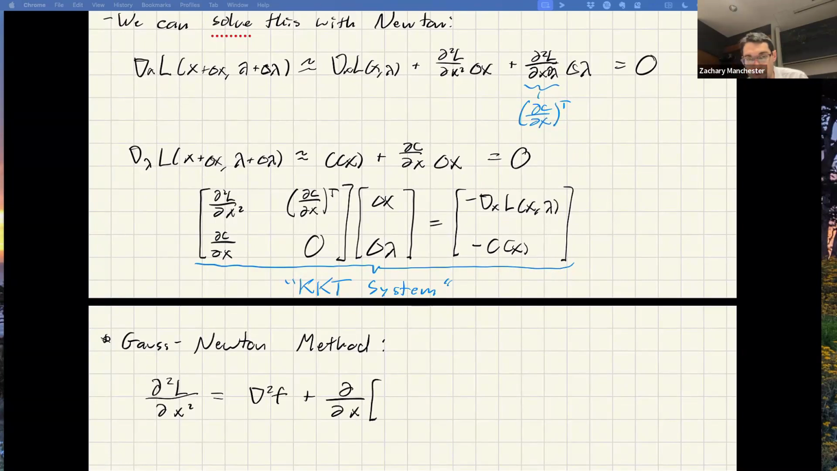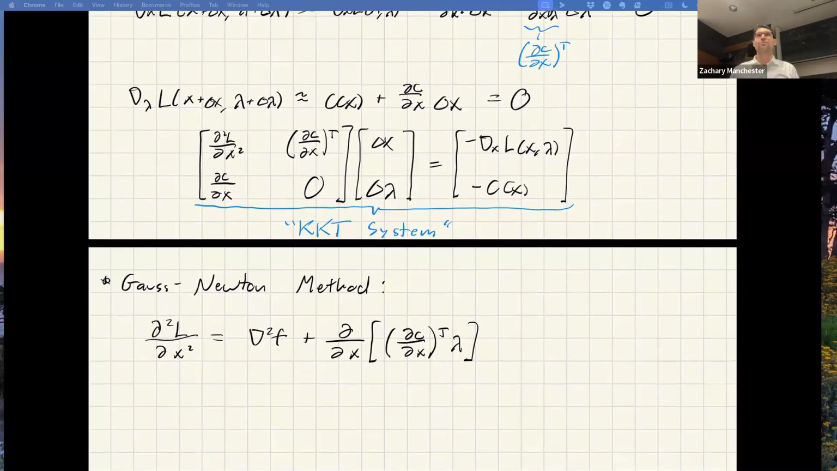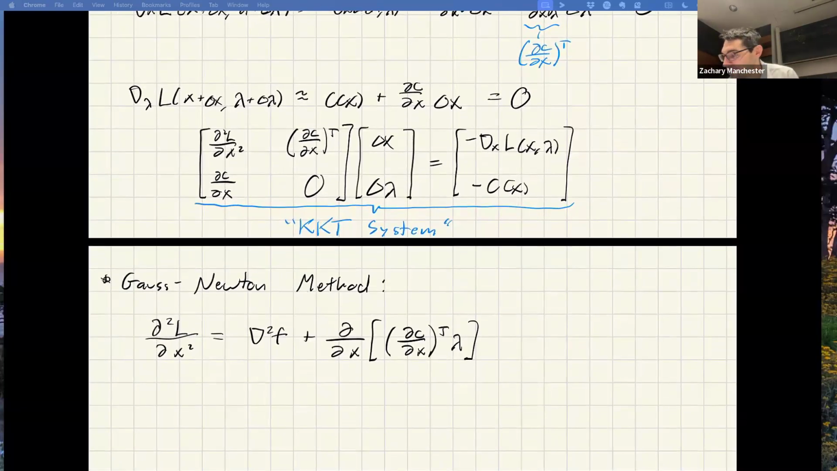It's the derivative of this constraint term, dc dx transpose lambda. So basically, it's another derivative of this constraint term, and it involves second derivatives of the constraints. C in general is a vector. dc dx is a matrix. Then if I take another derivative with respect to x, what do I end up with? A third rank tensor. Very annoying, expensive to compute, blah, blah, blah. So unsurprisingly, we very often just throw this term out. So let's write that.